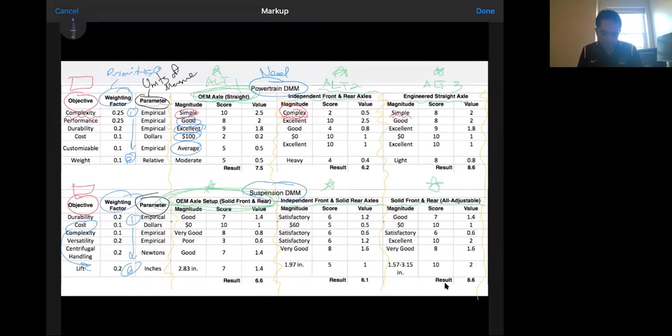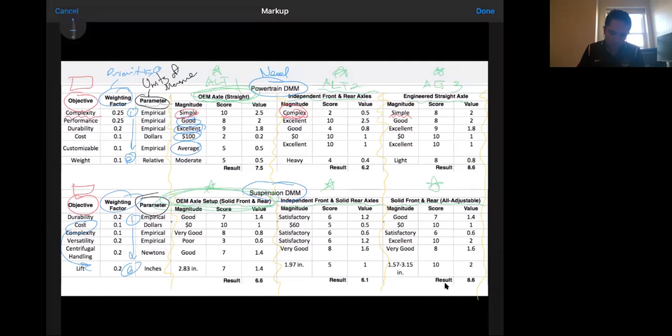For suspension, for example, we have an OEM axle setup versus independent front and rear axles, and solid front and rear all adjustable axles. So for centrifugal handling, because we take the OEM, we denoted it having an OK magnitude value. Whereas if we were to design something ourselves, we could give it a slight increase in performance of centrifugal handling. And so we then determine how do we go about picking alternatives.